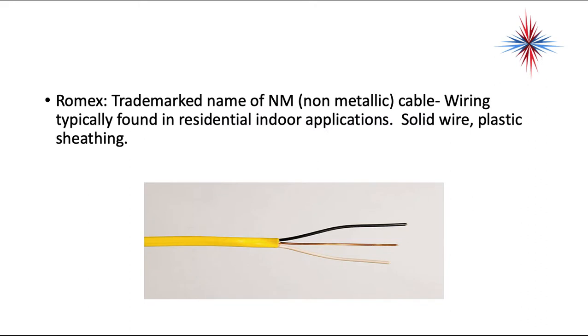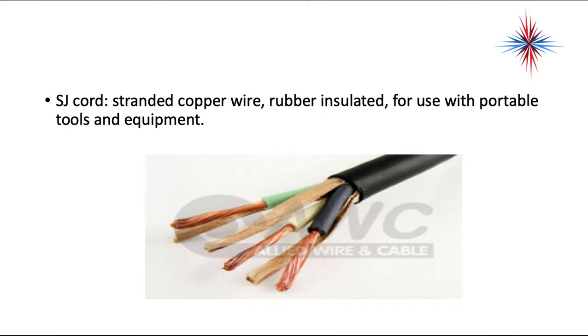Romex, the trademark name, is NM, non-metallic cable. Wiring, it's usually found in residential indoor applications. It has solid wire, plastic sheathing, usually with a ground wire that is uninsulated inside. SJ cord has stranded copper wire. It's rubber insulated. It's for use with portable tools and equipment. It's not for use for anything permanently installed. It's not allowed to be run inside walls.